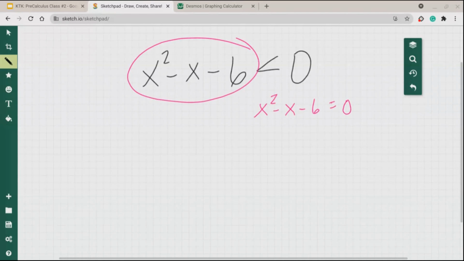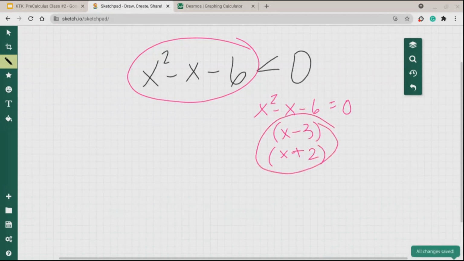We need what adds up to -1 and multiplies out to -6, and that is -3 and +2. So our factors are x minus 3 and x plus 2. These are our two factors. And that means our solutions would be x equal to 3 and x equal to -2, right?